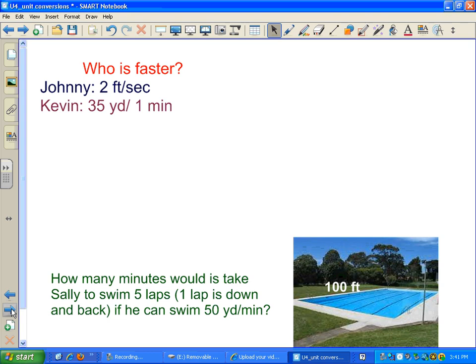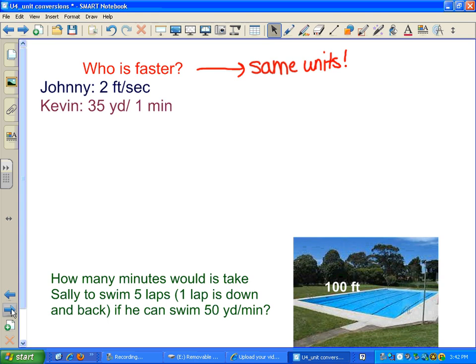I want to know who's faster. Johnny, who swims or bikes or whatever, runs at 2 feet per second, or Kevin, who goes 35 yards per minute. Well, if we want to know who's faster, the key is we have to have the same units. We can only compare things when we have the same units.